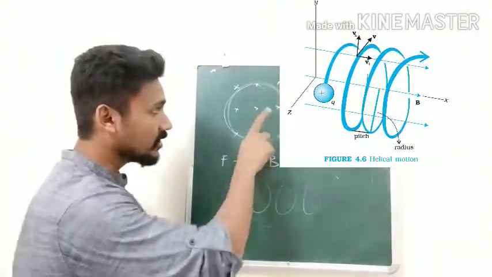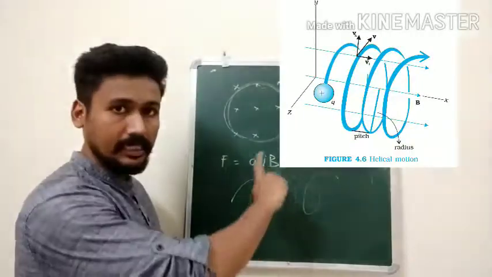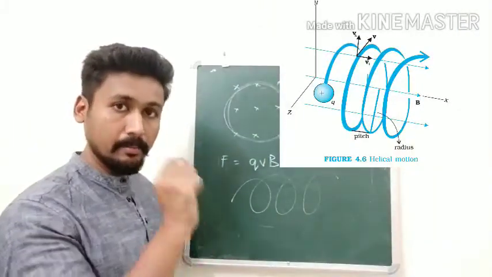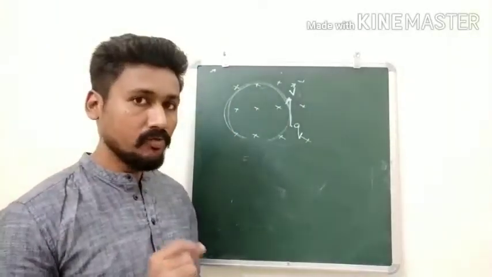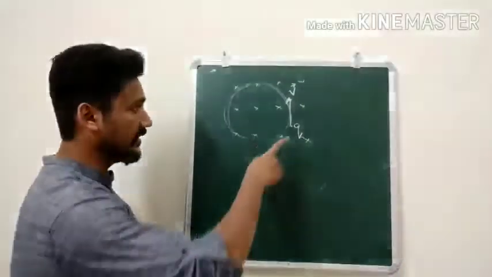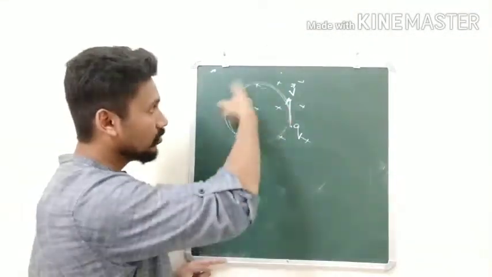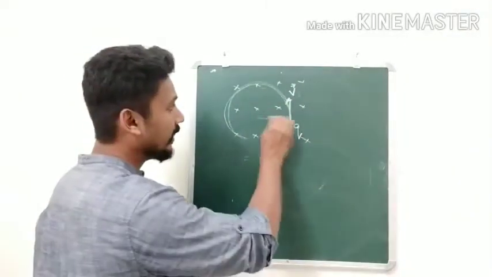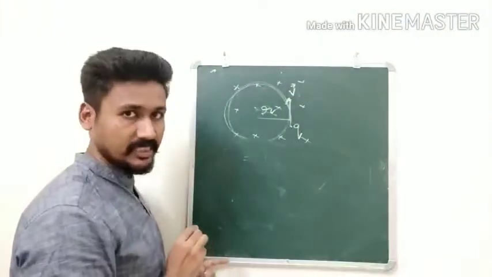So if it is not exactly perpendicular, then the path of the particle would be a helix. Remember, but if it is perpendicular, it will go in a circular path. So now we will consider a simple case, that is, the particle is moving perpendicular to the magnetic field, hence it is moving in a circular path. Let r be the radius of that circular path.